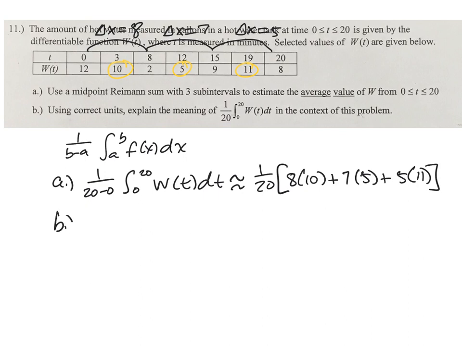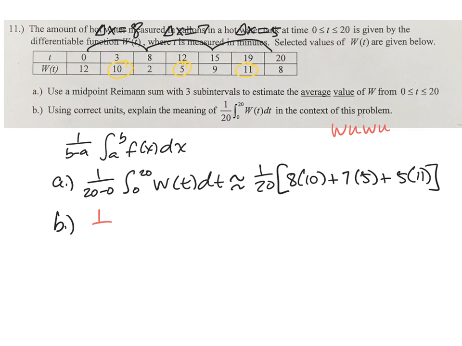And then letter B asks us, using correct units, explain the meaning of this 1/20th of the integral from 0 to 20 of W(t) dt in context of this problem. So whenever you're asked to explain a meaning, remember, don't forget WHAT WHEN. Okay, that stands for what we're being asked to find with units, and then when with units. All right, so let's start with the what. Okay, what does this represent? Well, first of all, if it's asking us what does this expression represent, that's what I would start with.